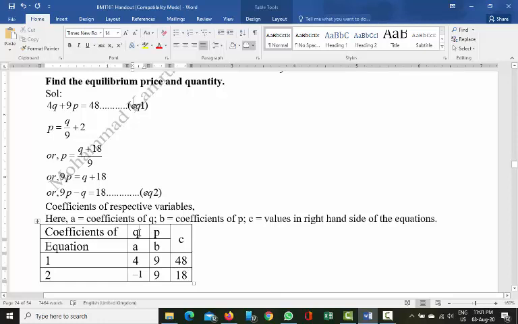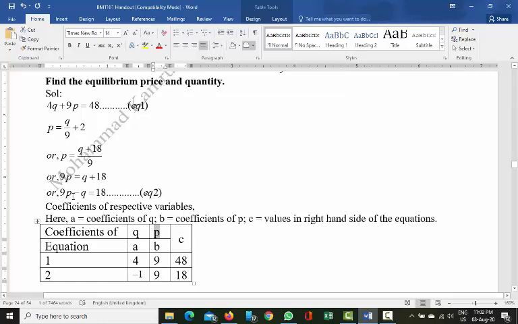Here we have two variables, p and q, and two equations. The first equation is 4q plus 9p is equal to 48, and in the second equation we have 9p minus q is equal to 18. Suppose q is the first variable and p is the second variable. In the first equation the coefficient of q is equal to 4, and the coefficient of p is equal to 9.